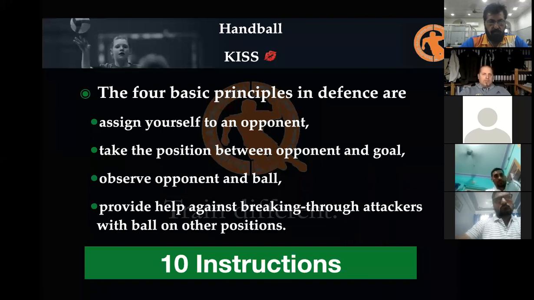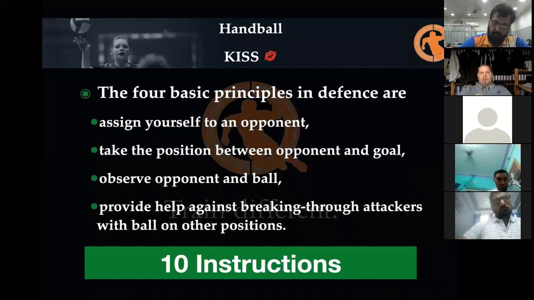And the last one is the first type of cooperation in defense the players should use. They have to provide help to neighboring positions. So if there's a breakthrough in a neighbor position, then go away from your personal attacker and try to help in the neighbor position. Again, this depends on observation and decision making.